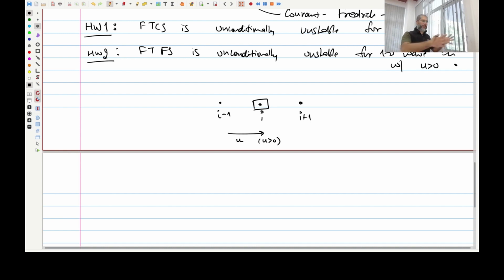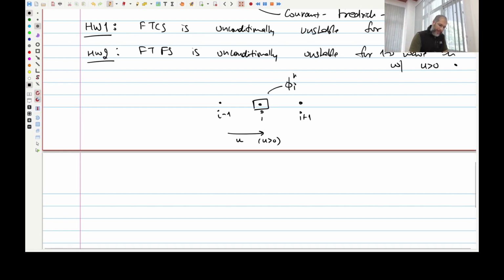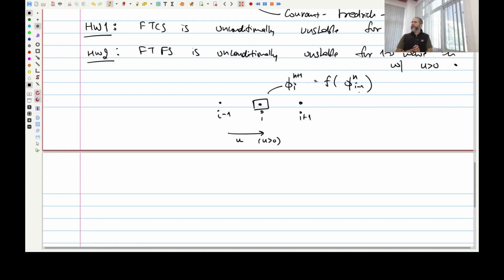Because the flow is happening from left to right. So whatever was there at the left is now going to come to the right. And whatever was there at i plus 1 will have moved to i plus 2 and forward. So the solution value, the value of the function phi i at n plus 1, should be a function of phi at i minus 1 at the nth time, the previous time. So that means it should be a function of this.